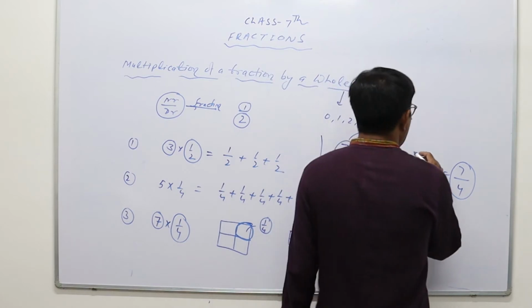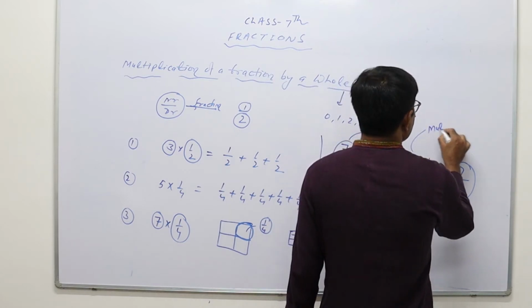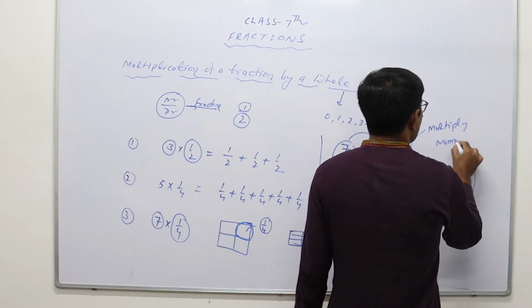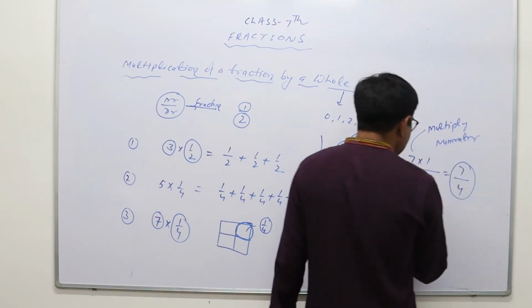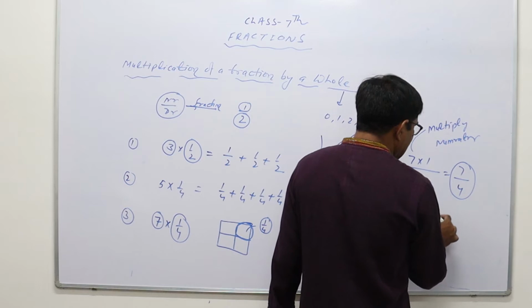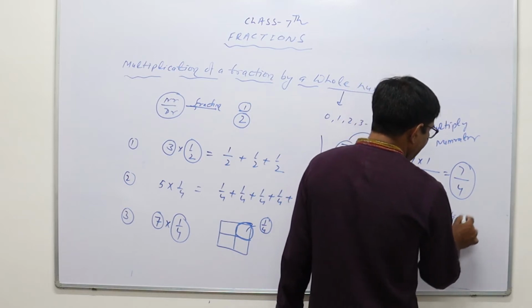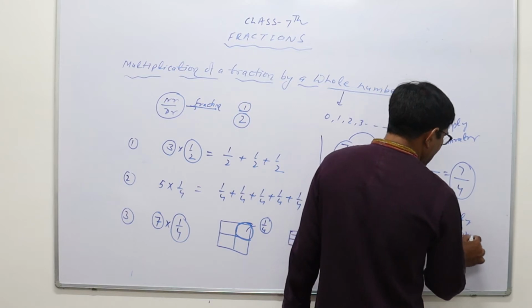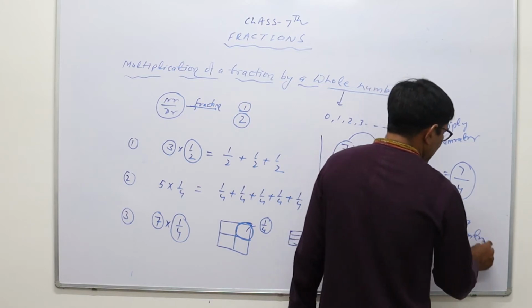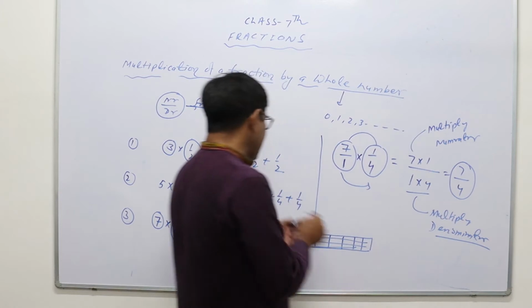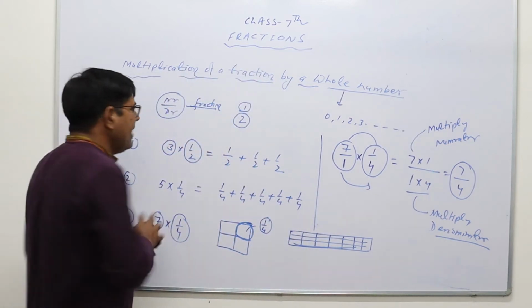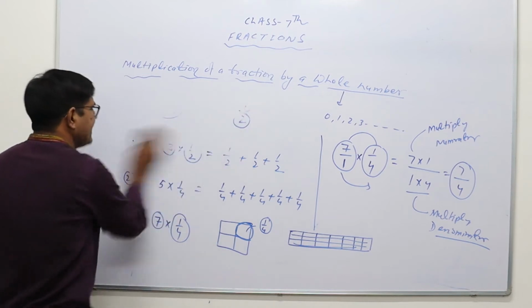So, this is called the multiplied numerator and this will be termed as the multiplied denominator. In this way we can multiply a whole number with a fraction. Let us take some more examples.